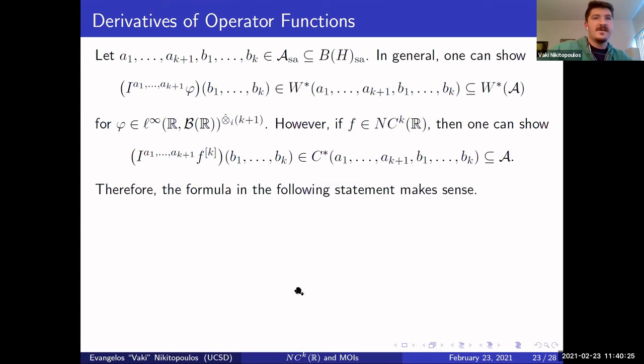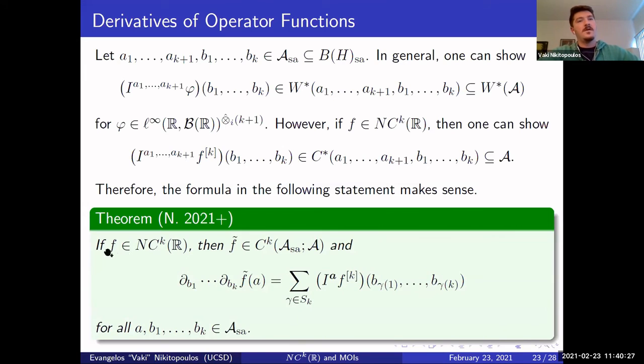All right, so now I'll make the statement of the theorem. If F is a non-commutative CK function, then F tilde, the operator function, is CK from the self-adjoint elements of A to A. And we have the derivative formula that I've been motivating. The Kth directional derivative in the directions B1 through BK at A is the symmetrization of the multiple operator integral of the Kth divided difference, where I plug in the K plus 1 tuples of all A's, and then I plug in the symmetrized inputs. All right, so once again, I'll give a little bit of a pause to see if anyone has questions.